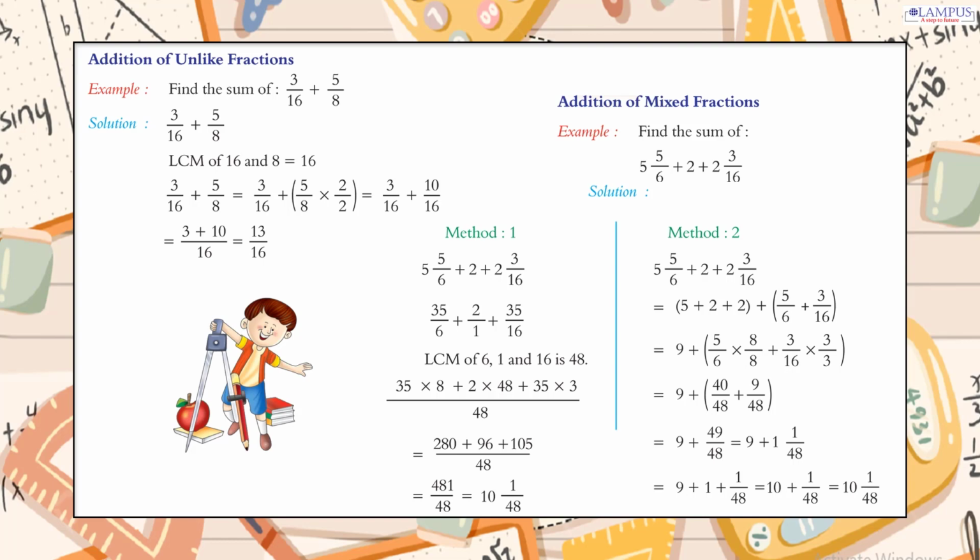Method 2. 5 and 5 by 6 plus 2 plus 2 and 3 by 16. Add whole numbers in one bracket and fraction numbers in another bracket, equals 5 plus 2 plus 2, plus 5 by 6 plus 3 by 16 equals 9 plus 5 by 6 multiplied by 8 by 8 plus 3 by 16 multiplied by 3 by 3 equals 9 plus 40 by 48 plus 9 by 48 equals 9 plus 49 by 48 equals 9 plus 1 and 1 by 48 equals 10 plus 1 by 48 equals 10 and 1 by 48.